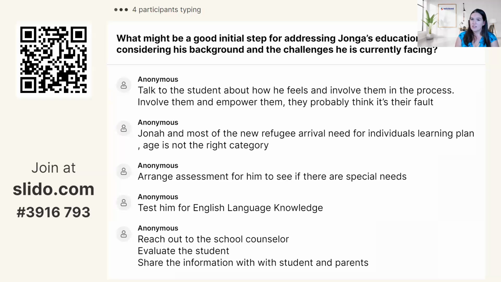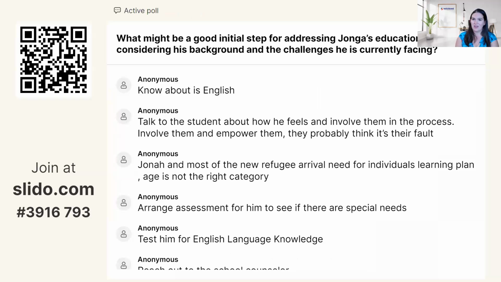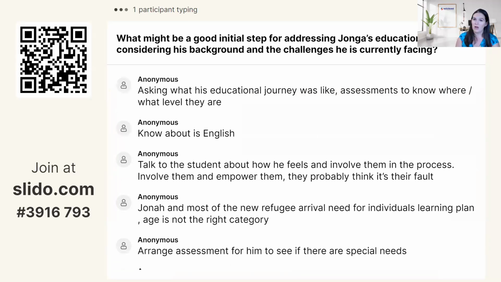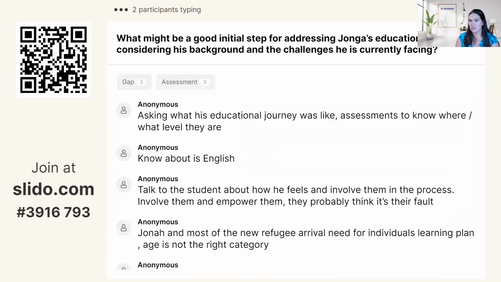I really love this. Talk to the student about how he feels and involve them in the process, involve them and empower them. They probably think it's their fault, right? This is a student that's older, and we talked about the importance of including students in the IEP process. And so making sure that student is also informed, kind of in understanding his perspective on his challenges.